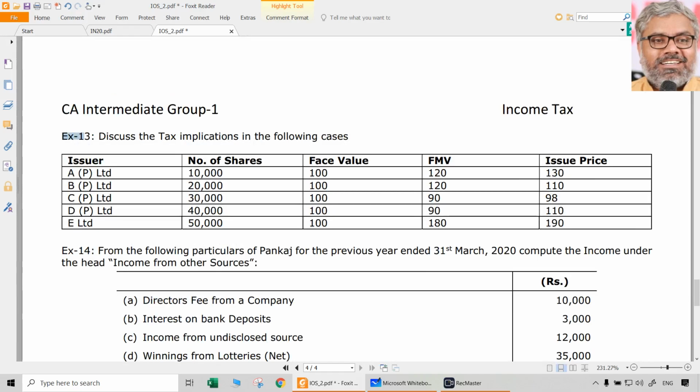Look at this exercise number 13 to apply the same provision. Discuss the tax implications in the following cases. Look at the point here. First of all, A private limited is there. Number of shares 10,000, face value 100 rupees, fair market value 120, issue price is 130. So issue price is more than fair market value. How much? 10 rupees per share, which means 10,000 into 10 rupees per share. 1 lakh rupees will be taxable in the hands of A private limited. That is the answer for this question. How much will be taxable? 1 lakh rupees will be taxable.